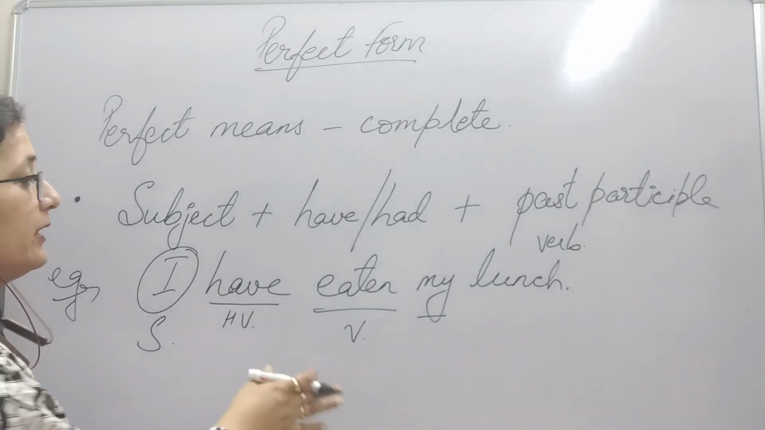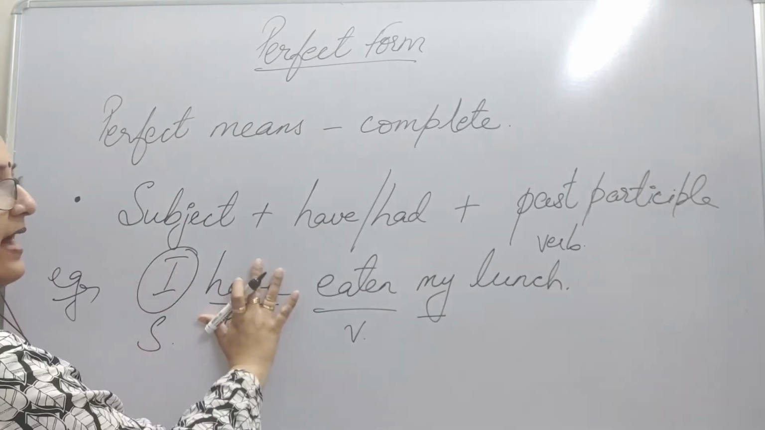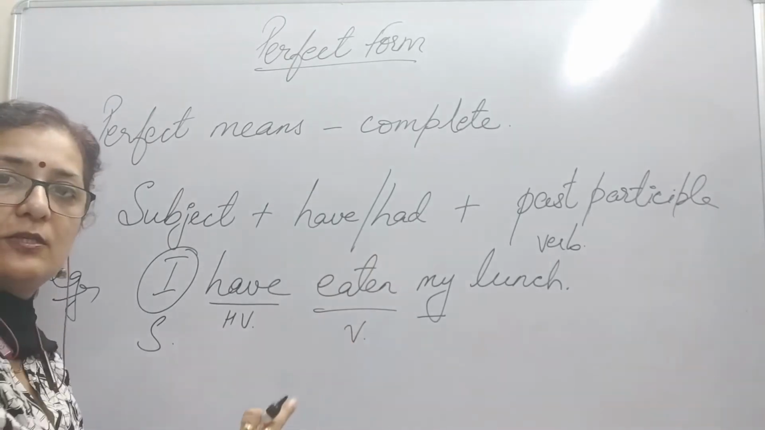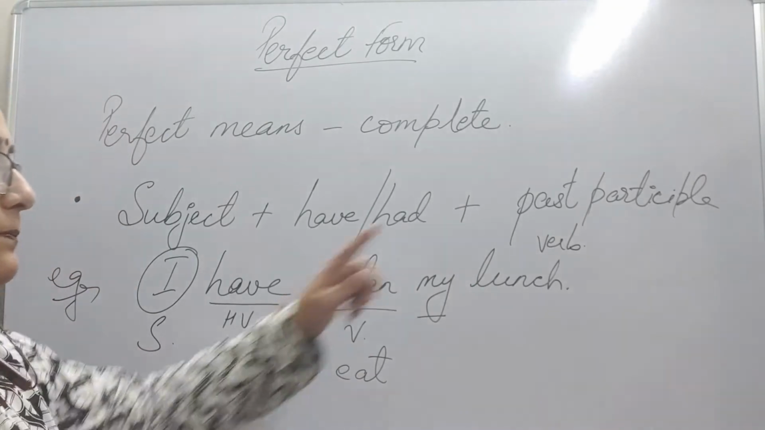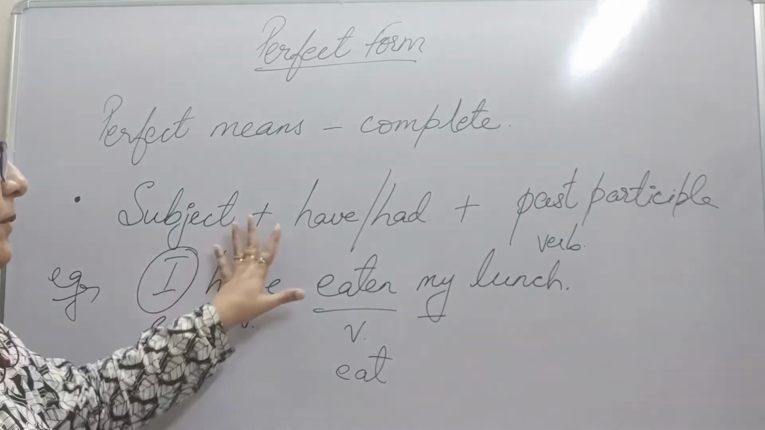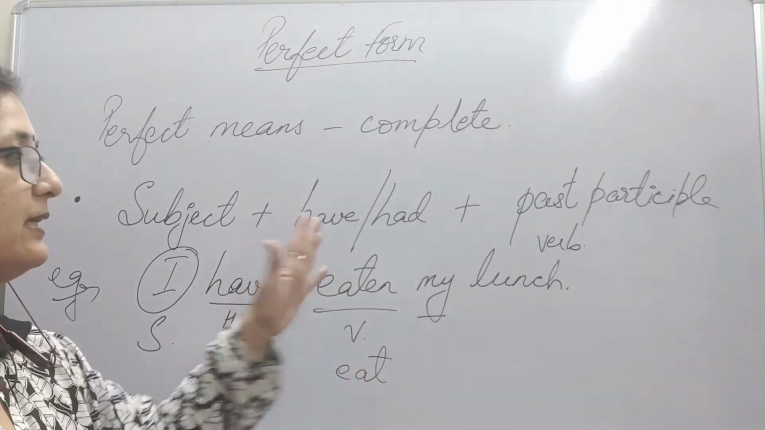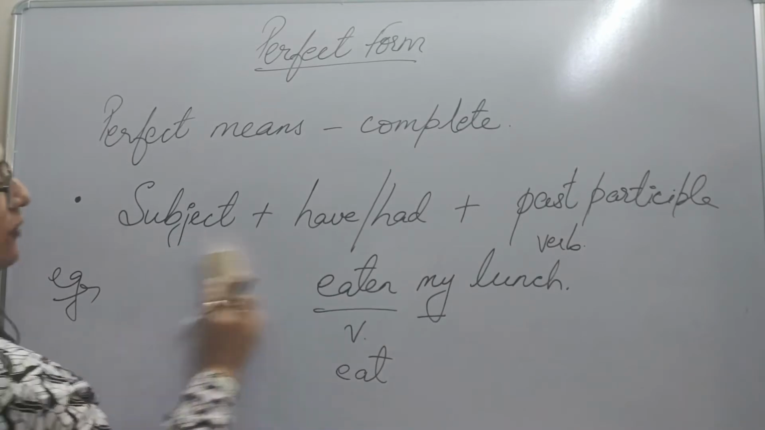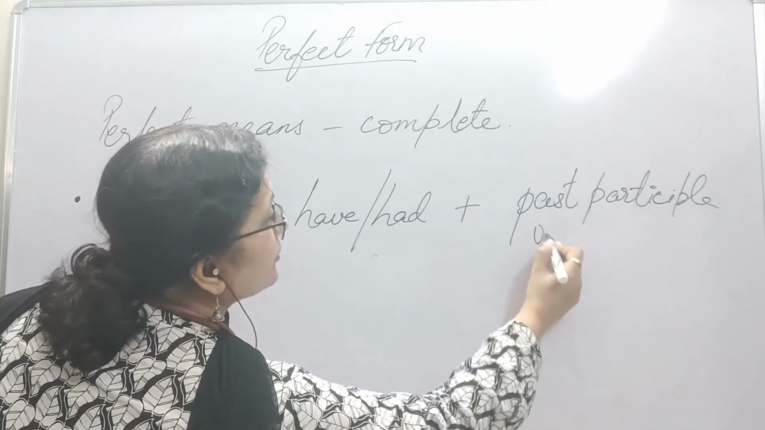What we are looking for here is this part here. Subject, have form, and then past participle. Which is the verb here? Eat. Actually the verb is eat, but the past participle form of the verb is eaten, right? So subject plus have or had, then eaten is your past participle of eat, my lunch. Let me give you another example. This was in the present form that we had picked because it had have.